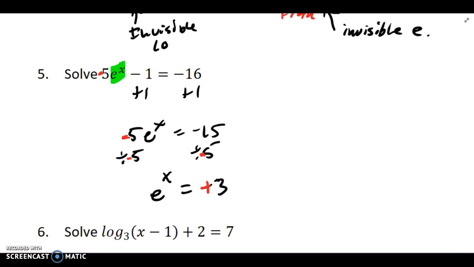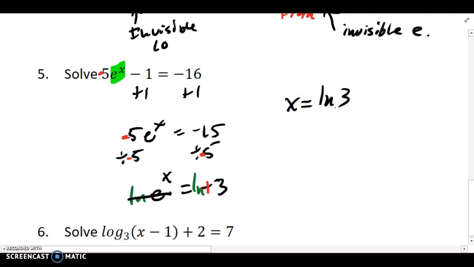So to get rid of an e, we are going to use an ln. We're going to do the ln of both sides like this. And that's going to cause this to cancel, and x is going to equal the ln of 3. Now, what's really important to notice is this is a B level grade. To get an A, I want you to solve it out for a decimal.